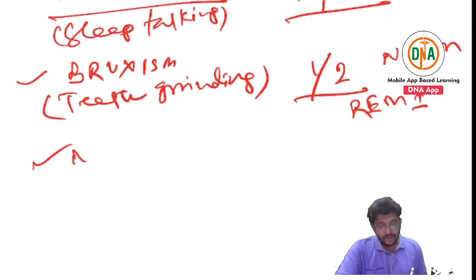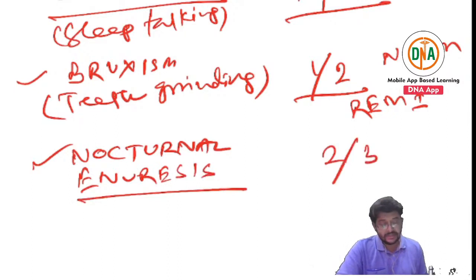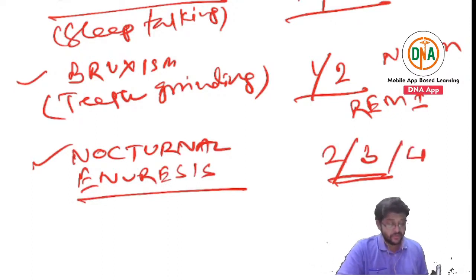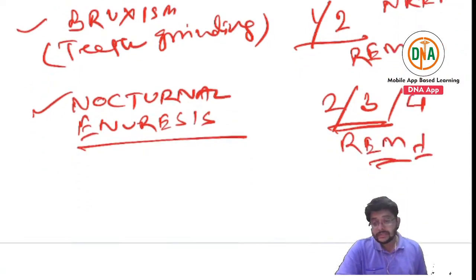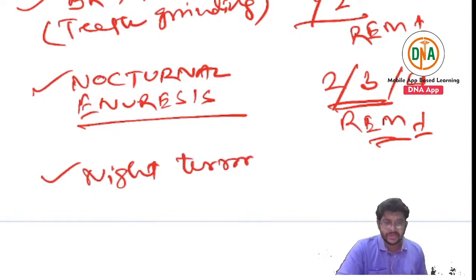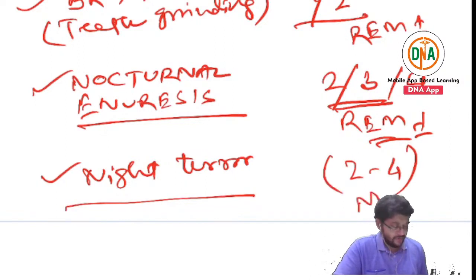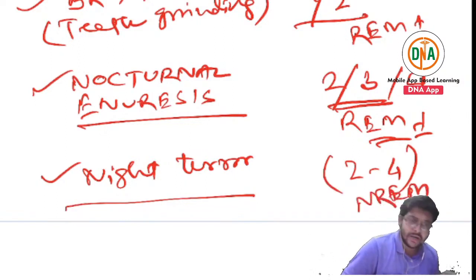And the fourth, we can have nocturnal enuresis, and this can happen in stage 2, stage 3, or stage 4 of NREM sleep, and also it may happen in REM sleep. And we have night terrors, tremendous fear during night time, with autonomic expression like excessive heartbeat, sweating, and rapid respiration. Night terrors can occur in stage 2 to 4 of NREM sleep. So these are the parasomnias of NREM sleep.